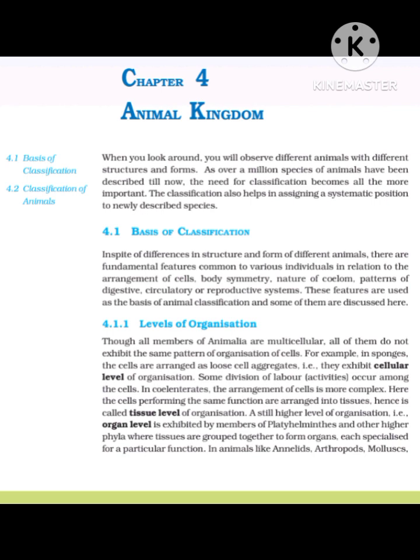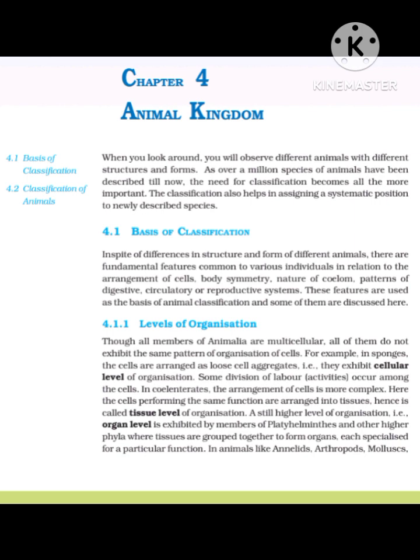4.1.1 Levels of organization. Though all members of Animalia are multicellular, all of them do not exhibit the same pattern of organization of cells. For example, in sponges, the cells are arranged as loose cell aggregates, i.e., they exhibit cellular level of organization. Some division of labor occurs among the cells. In coelenterates, the arrangement of cells is more complex. Here the cells performing the same function are arranged into tissues, hence it is called tissue level of organization.